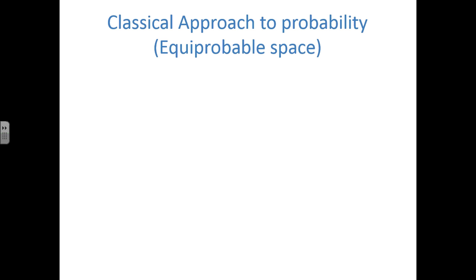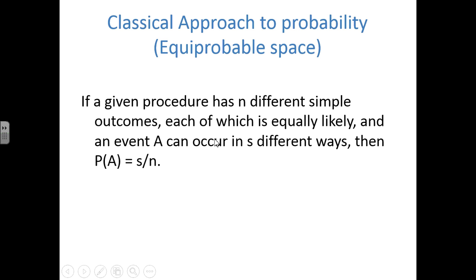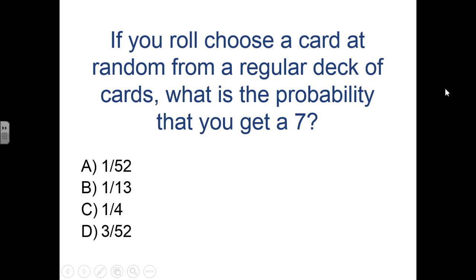The classical approach to probability needs each of the outcomes to be equally likely to occur. So if a given procedure has n different simple outcomes, each of which is equally likely, and an event A can occur in s different ways, then the probability of A is s over the n different outcomes in the sample space. Now, pause the lecture for just a minute and answer the question.